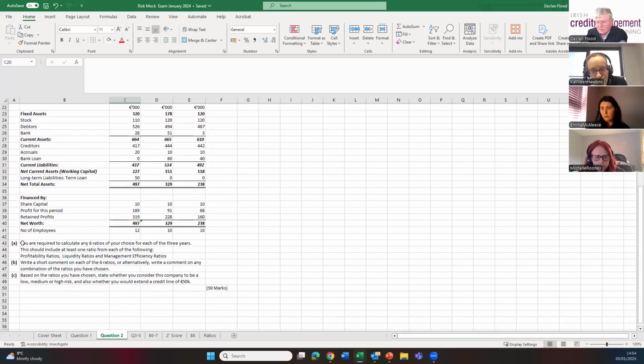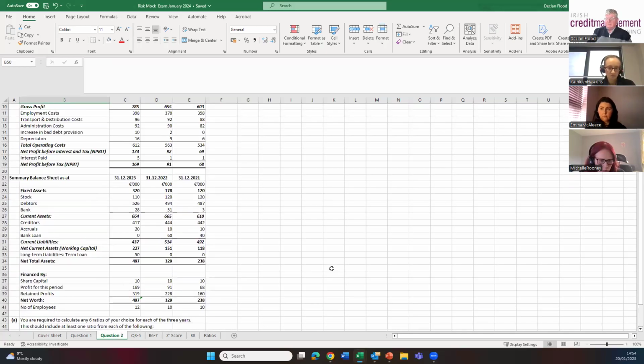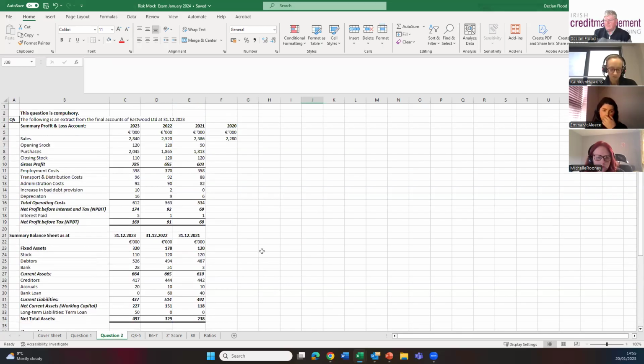And again, look at the instructions. 3 things here you have to do. A, calculate any 6 ratios of your choice for each of the 3 years, and it should include one ratio from each: profitability, liquidity, management efficiency. And then B is write a short comment on each. And C, based on the ratios chosen, state whether you consider them to be low, medium, or high risk, and whether you'd extend a credit limit of 50 grand. So there's your question. There's all the numbers for this company. So you'll be asked, what credit line would you assign to them?